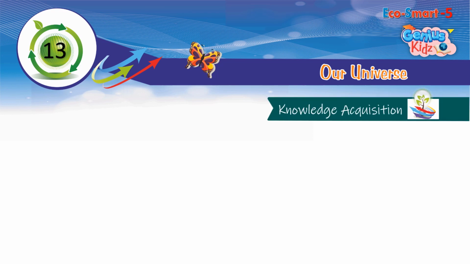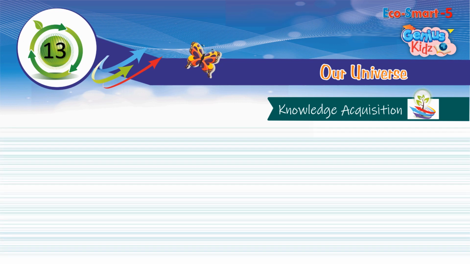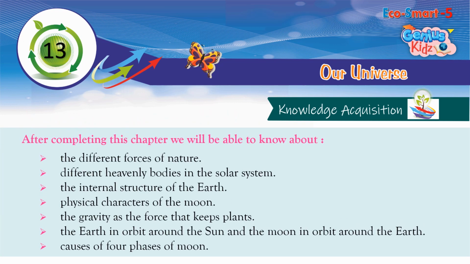Lesson 13. Our Universe. Knowledge Acquisition. After completing this chapter, we will be able to know about the different forces of nature, different heavenly bodies in the solar system, the internal structure of the Earth, physical characters of the Moon, the gravity as the force that keeps the Earth in orbit around the Sun and the Moon in orbit around the Earth, and the causes of the 4 phases of the Moon.